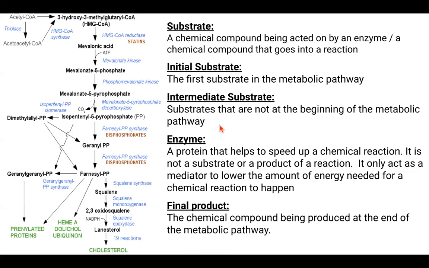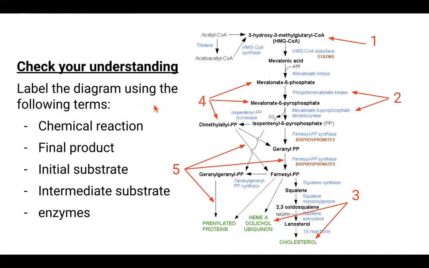What I want you to do now is a little understanding check question. Look at the diagram, and I want you to label for me which of these numbers corresponds to chemical reaction, which of them is the final product, which one is initial substrate, intermediate substrate, and enzymes. Pause the video and do that now.